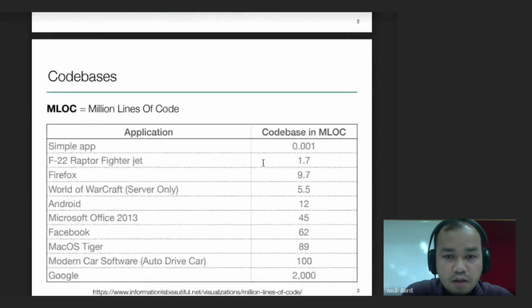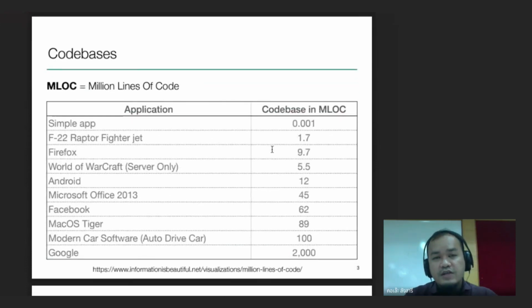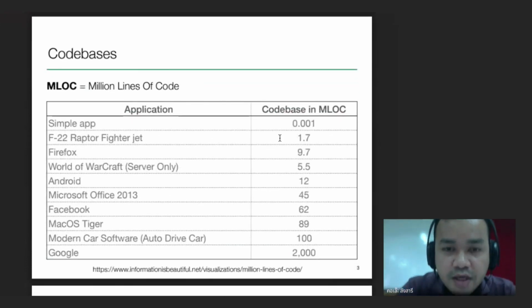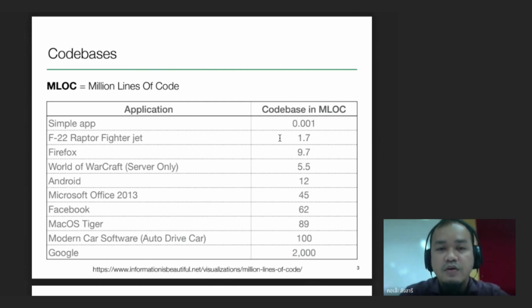If you want to create any kind of application, or any system, any operating system, it is measured in millions. You know million, right? Everyone knows million. This is a million lines of code.